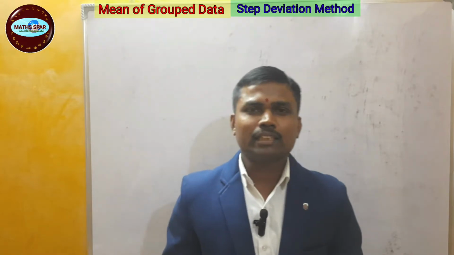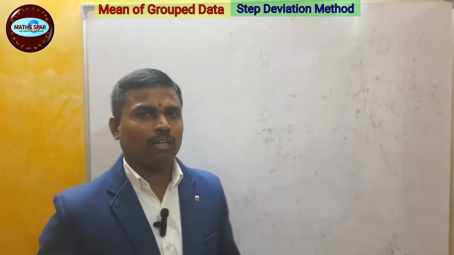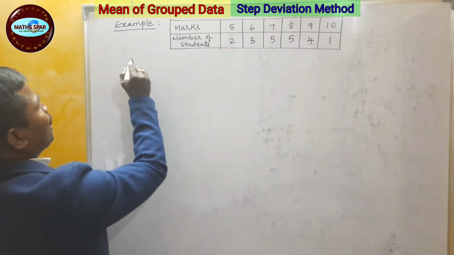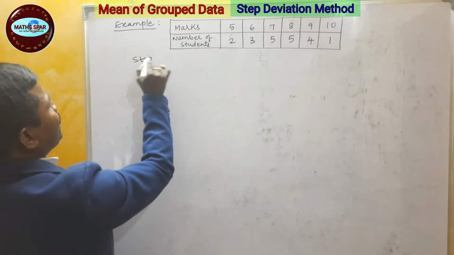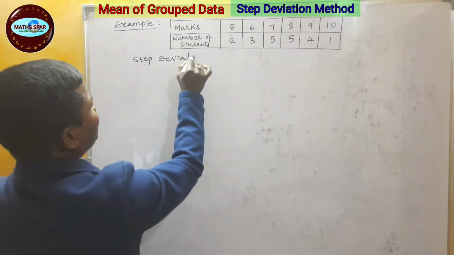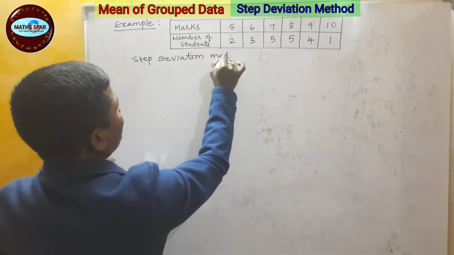This video is about finding the mean of grouped data by the step deviation method. Let us see with an example. If a frequency distribution is given like this, then how do we find the mean of this given distribution by the step deviation method?